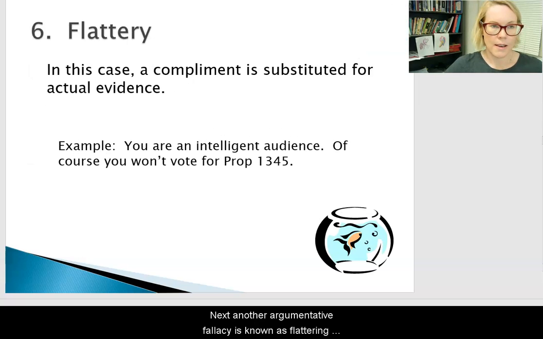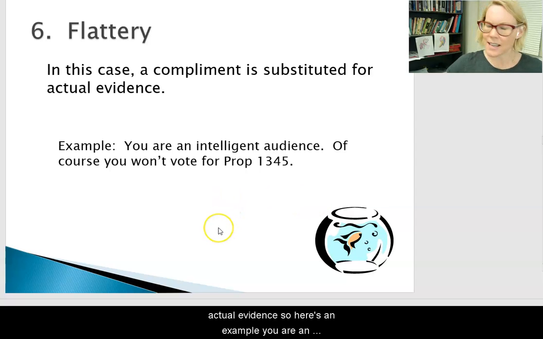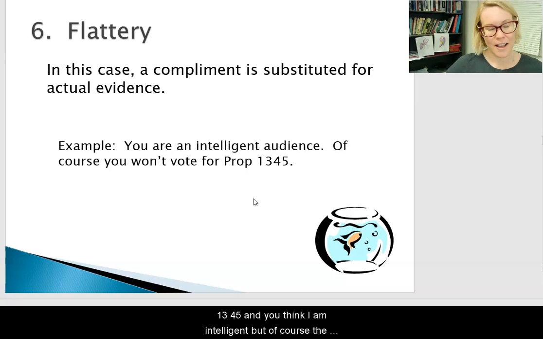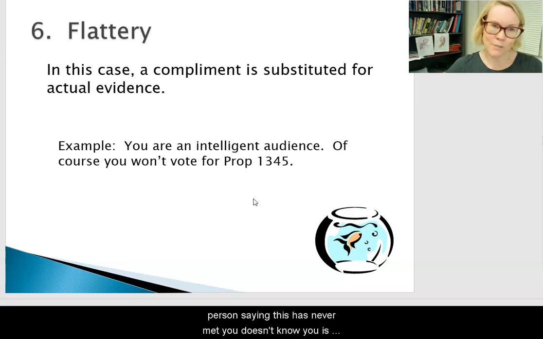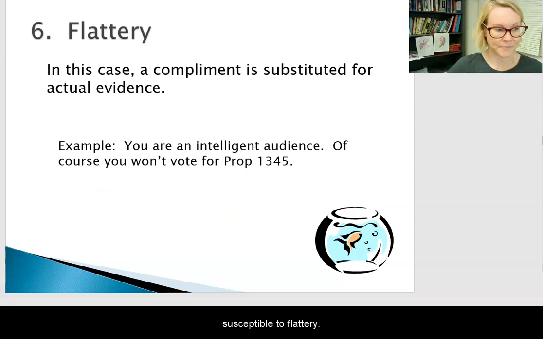Okay. Next, another argumentative fallacy is known as flattery, right? In this case, a compliment is substituted for actual evidence. So here's an example. You're an intelligent audience. Of course you won't vote for Proposition 1345. And you think, oh, I am intelligent. But of course the person saying this has never met you, doesn't know you, is only trying to flatter you, right? And we're very, very susceptible to flattery.